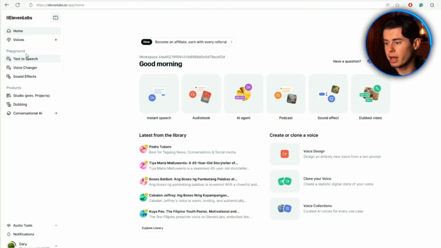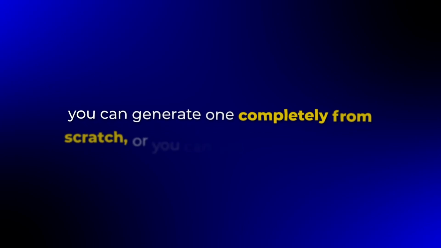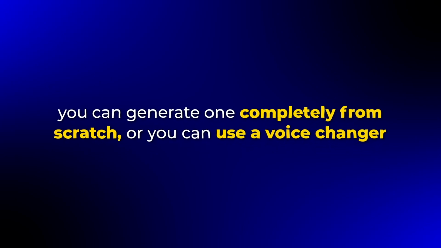Once that's done, we'll use the AI to generate the lip sync video of our presenter. So then how did I create these voices? I used the Elevenlabs voice changer for this part. There's a few different options when it comes to AI voices. You can generate one completely from scratch, or you can use a voice changer.